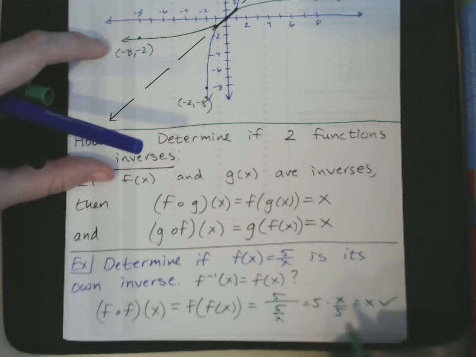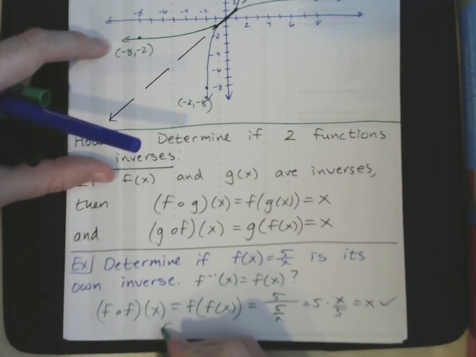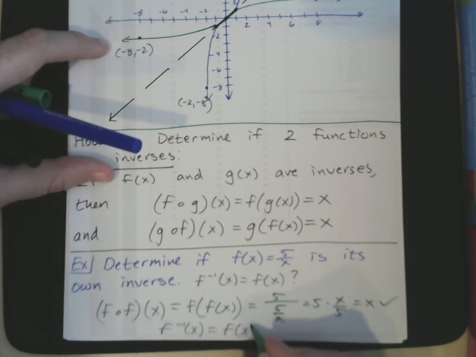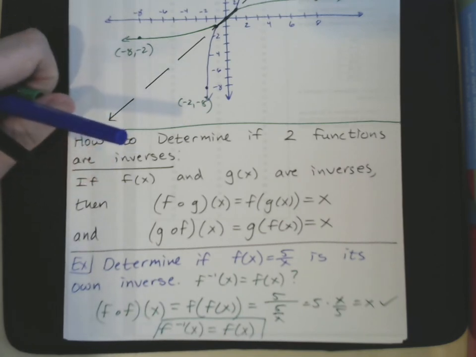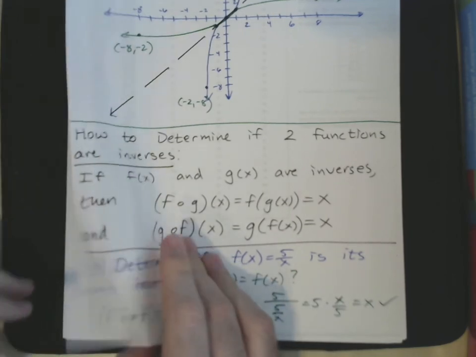Now, since we're composing f with itself, we don't need to do both because f circle f is the same as f circle f. So we can say that f inverse of x equals f of x. So that was a bit of a unique one where we're asked to determine if a function is its own inverse. More commonly, we'll be given two functions and said check to see if these are inverses.